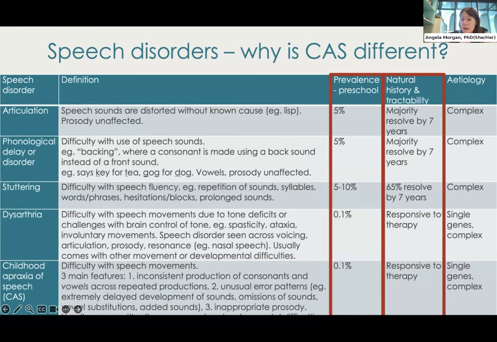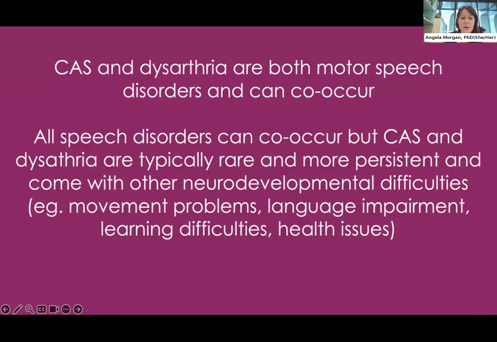Something else to be aware of is that the genetics, when we've got these single gene conditions that we know about, are associated more commonly with dysarthria and apraxia, whereas those other speech sound disorders are less commonly linked to single gene conditions or chromosomal conditions. They're said to have a more complicated pattern of inheritance, if you like. So I just wanted to emphasize the importance of getting the right diagnosis of apraxia and/or dysarthria.